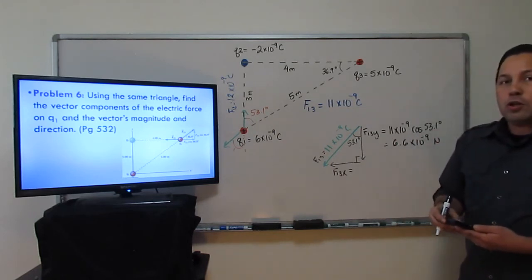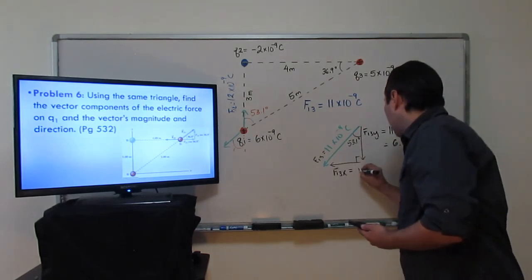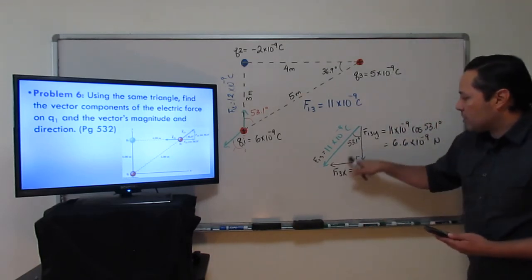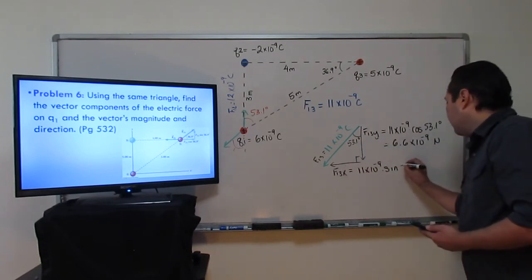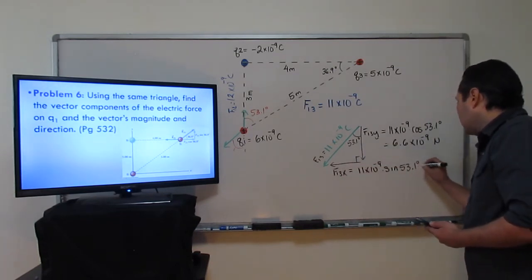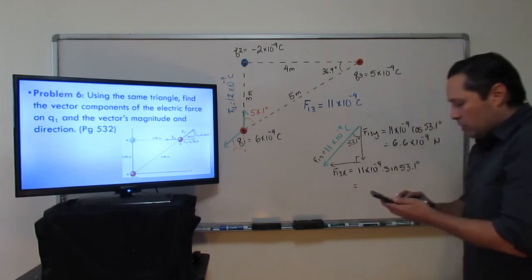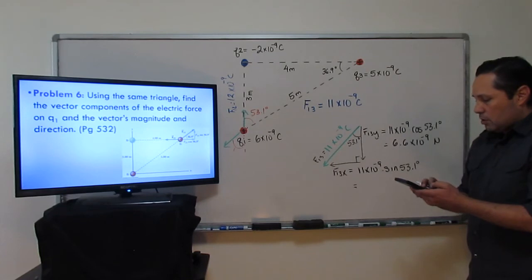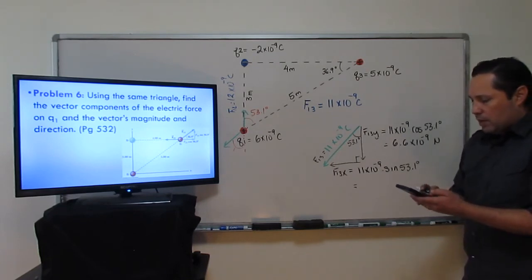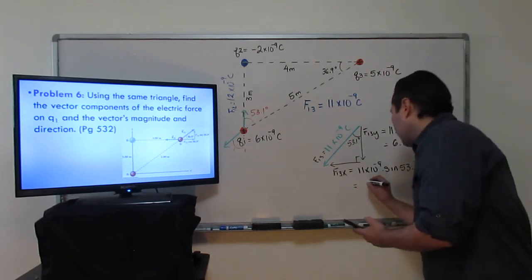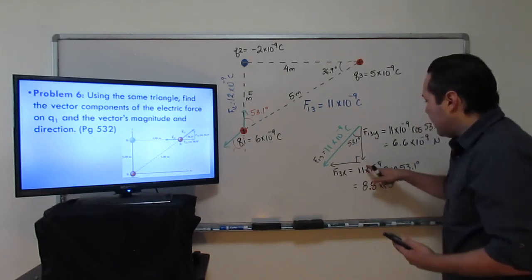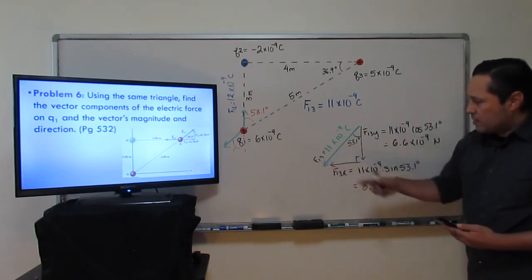Alright, force on the x-axis is going to be 11 times 10 to the negative 9 times sine, and I'm using sine because it's opposite the angle. So that's going to give us the following answer. So sine of 53.1 is going to give us 0.799 multiplied times 11 times 10 to the negative 9 gives us an answer of, we're going to round it off to 8.8 times 10 to the negative 9, and that is on the x-axis going in that direction.